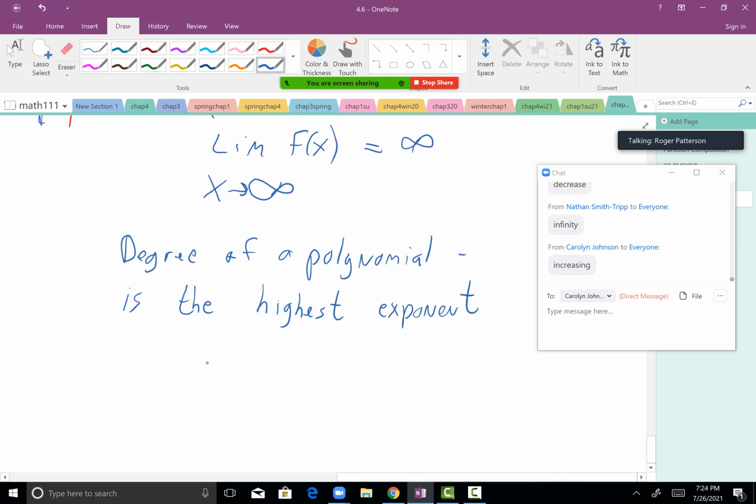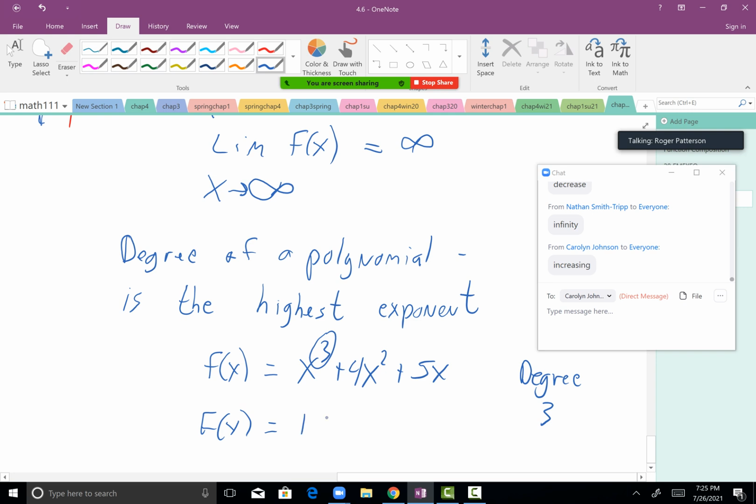So if we have f of x equals x to the third plus 4x squared plus 5x, that has a degree of 3 because that's your highest exponent. Okay, that's a third degree. If we have one like this, that is a second degree. All right, again, the highest exponent, whatever that is, that's your degree. Okay. And it tells you a lot about what this thing looks like.